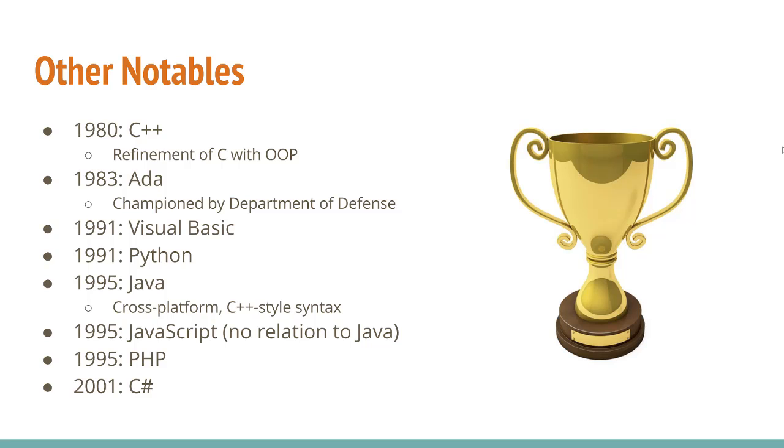Visual Basic came around in the early 90s, as did Python. Java in the mid-90s, intended to be a cross-platform language. We'll learn a little bit more about Java here starting next week. JavaScript, no relation to Java. PHP, also in the mid-90s. And in 2001, C#.